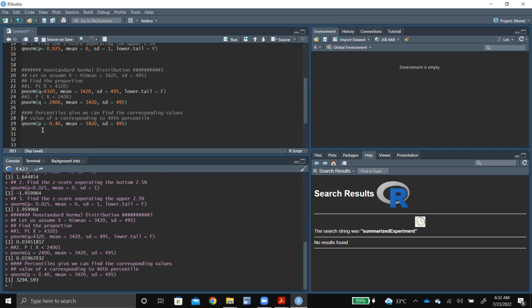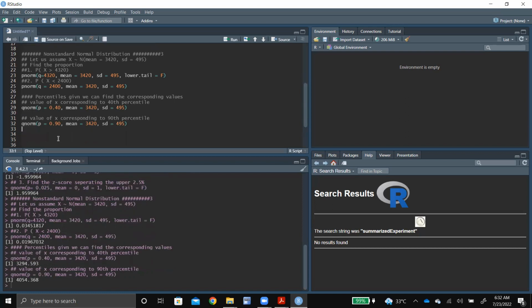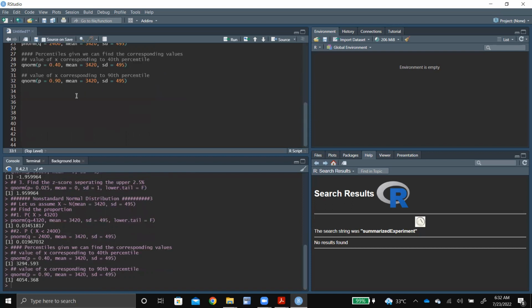3294.59. Similarly, if I want to find the value for the 90th percentile instead of the 40th percentile, I just need to change the value to qnorm p equal to 0.90. The mean remains the same and the standard deviation remains the same for this particular example. So this will give me the value 4054.368. So this is what we have for the normal distribution. We discussed the standard normal distribution and the non-standard normal distribution.